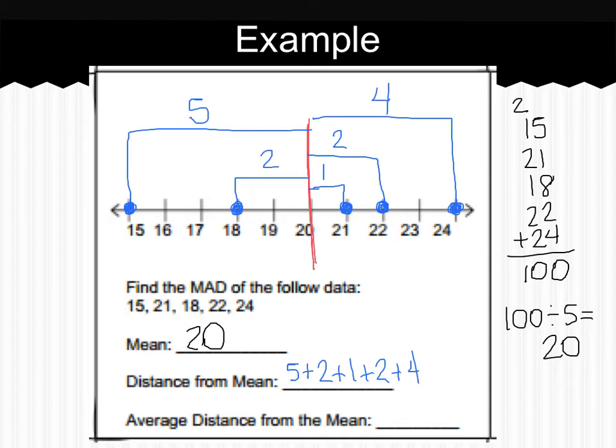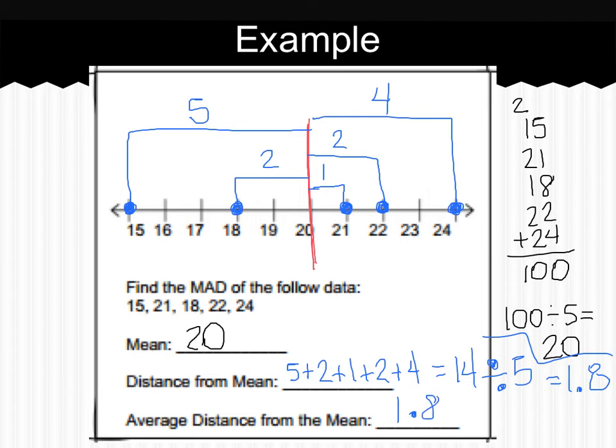So 5 plus 2 plus 1 plus 2 plus 4 is 5, 6, 7, 8, 9, 10, 11, 12, 13, 14. So this is equal to 14, and to find the average of these, we need to divide this by 5. We had 5 distances, so 14 divided by 5 is equal to 1.8. So our mean absolute deviation is 1.8.